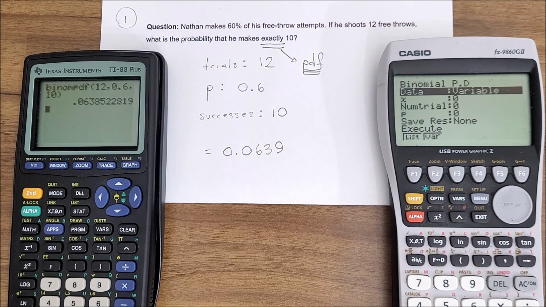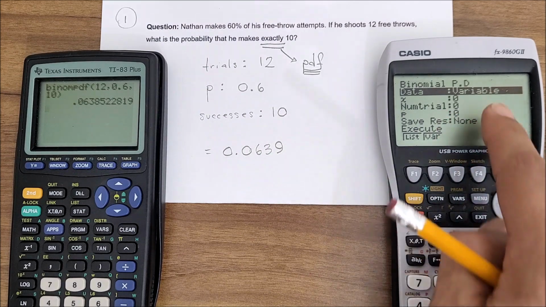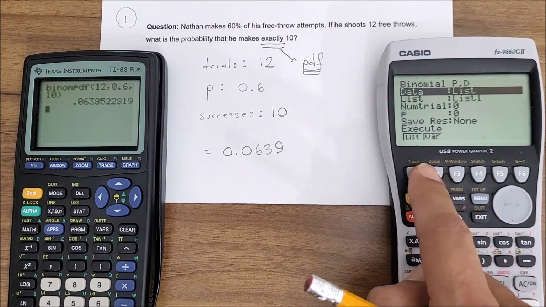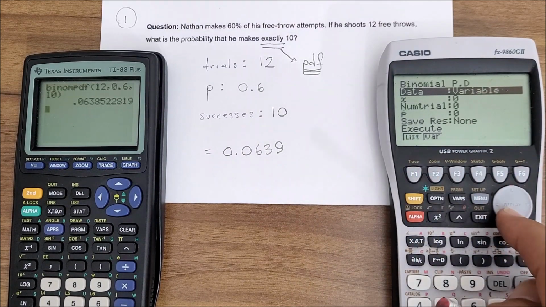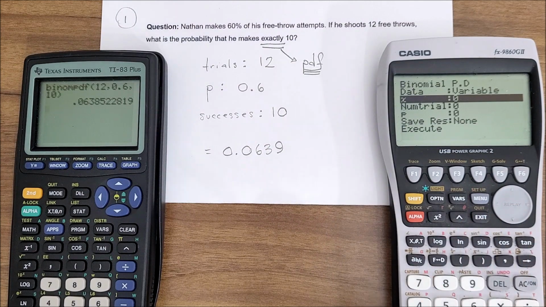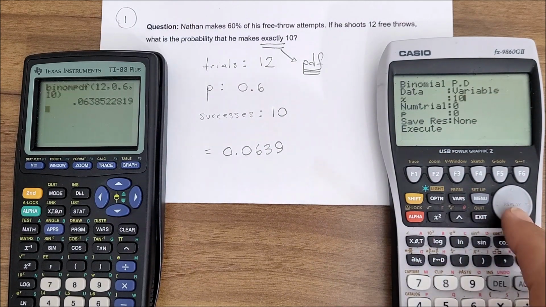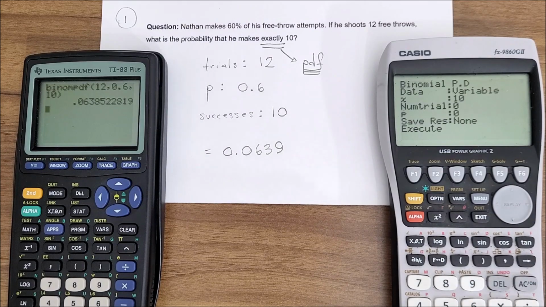Good. Now, your Casio is set up a little bit differently. The things are in a different order. So make sure this is on variable and not list. You don't want list, you want variable for your data. X is the number of successes, so I'm going to put in 10 here, because I want to know if it's exactly 10 free throws. Enter. The number of trials we talked about is 12, and that lowercase p is the probability of 0.6. Execute, execute. And there you see we have the same probability. Nice. So that's how we use the binomial probability function on your calculator to find an exact number of successes.